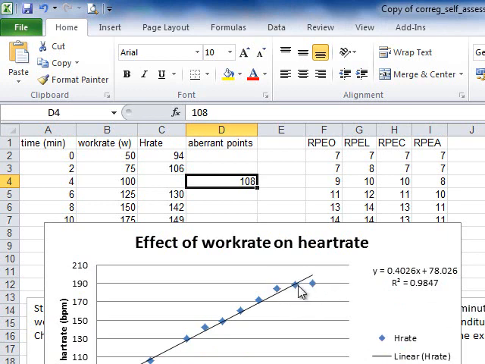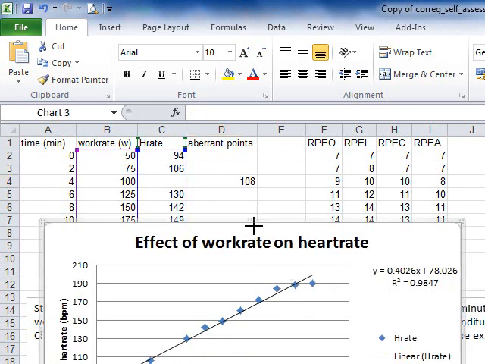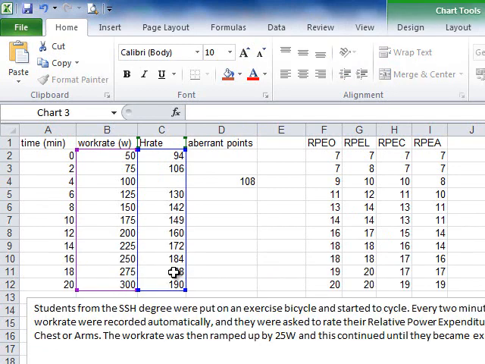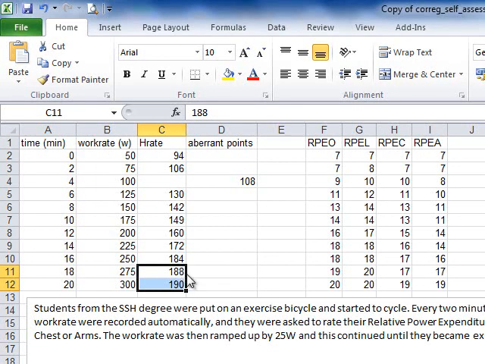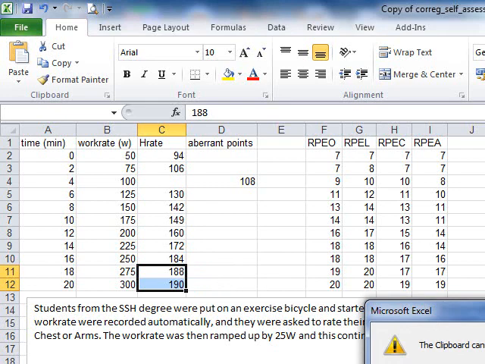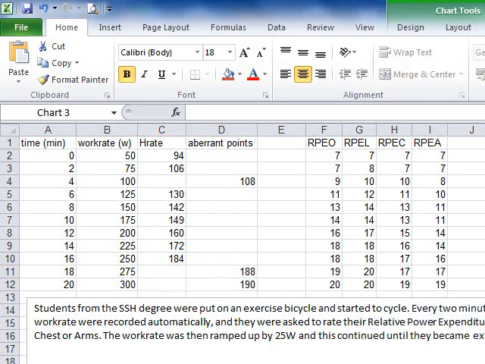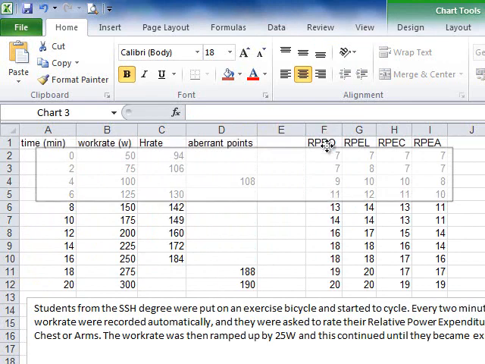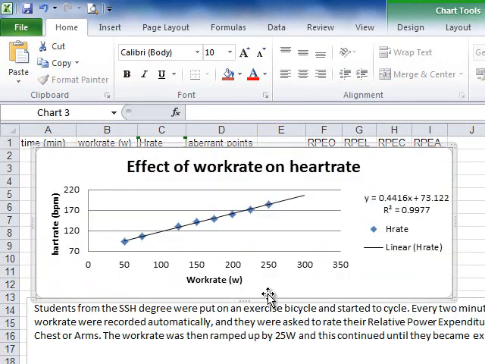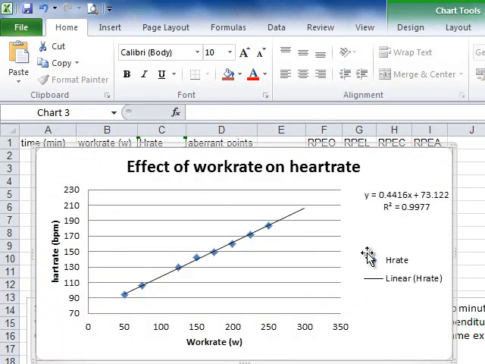I've also got these 2 points up here. So I'm going to do the same thing. I'll just move the graph out of the way. It's these 2 points here. Go slide them over. And let's see what's happened there. So now we've got an R squared value 0.9977. The fit of the line is dramatically improved by removing these non-fitting points.